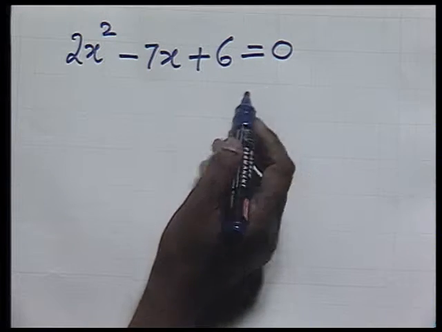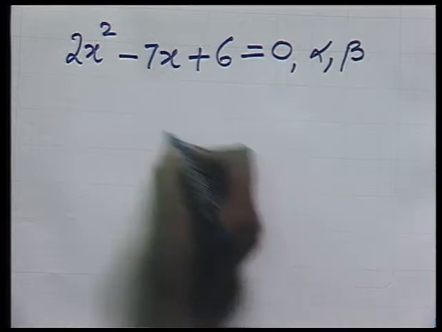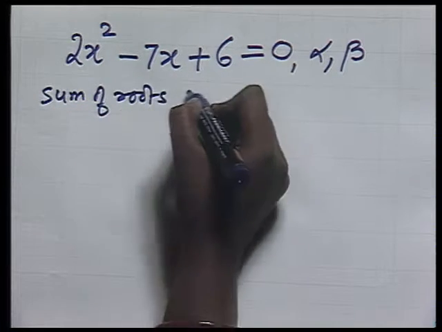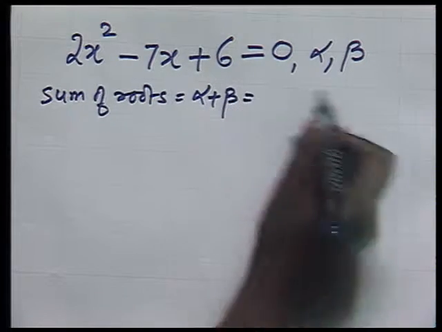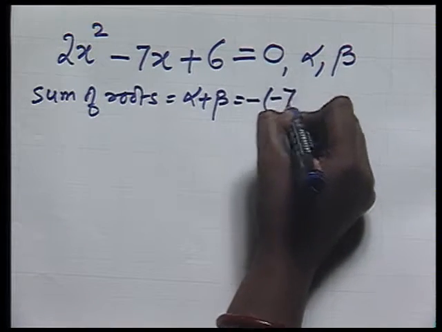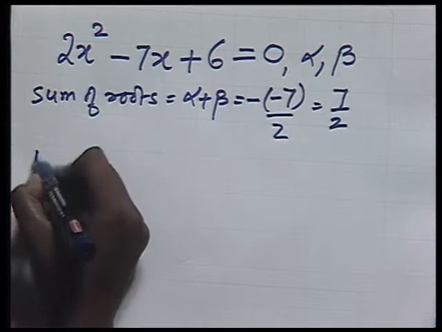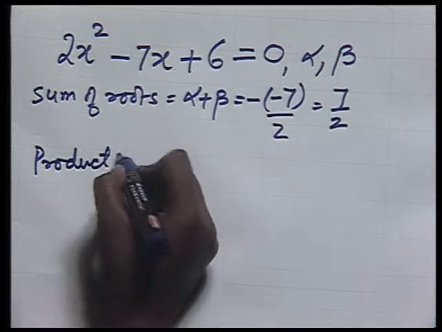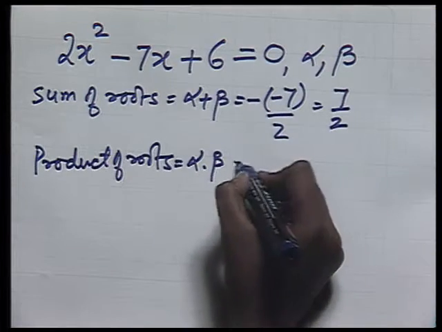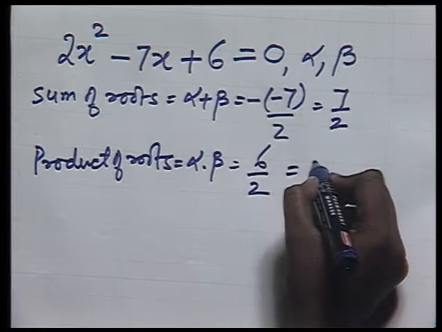Let the roots of this equation be alpha and beta. Then the sum of the roots of this equation will be equal to alpha plus beta, which is equal to minus b upon a, that is minus of minus 7 upon 2, which is equal to 7 upon 2, and the product of the roots of this equation will be equal to alpha into beta, which is equal to c upon a, that is 6 upon 2, which is equal to 3.